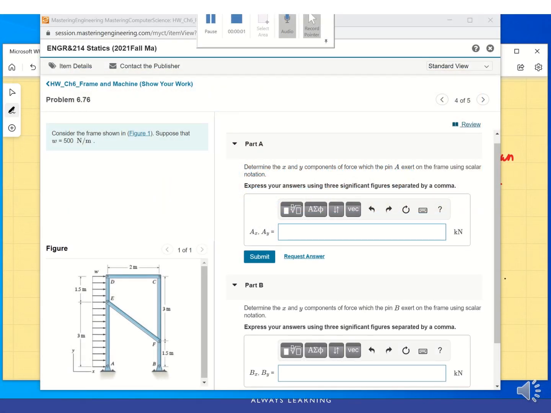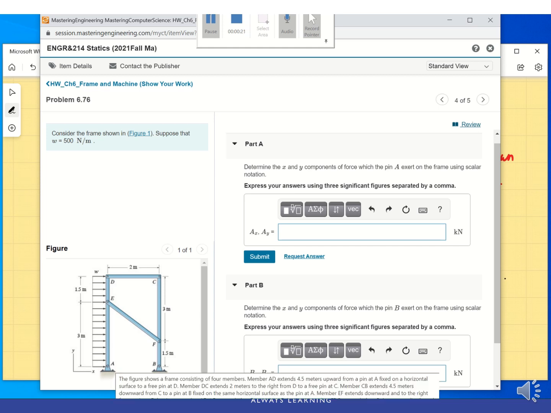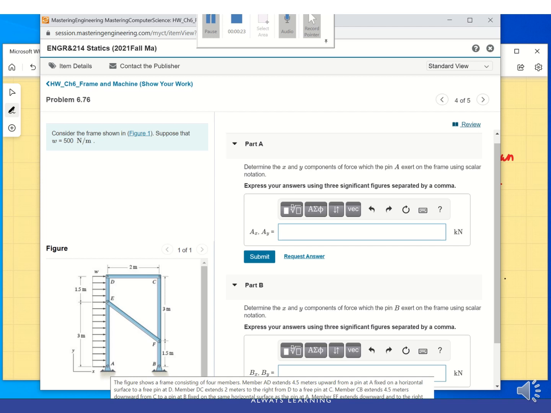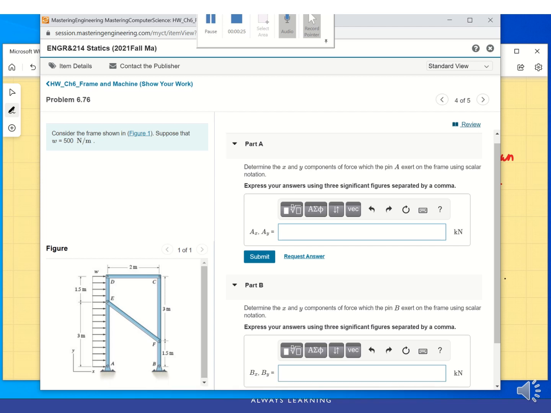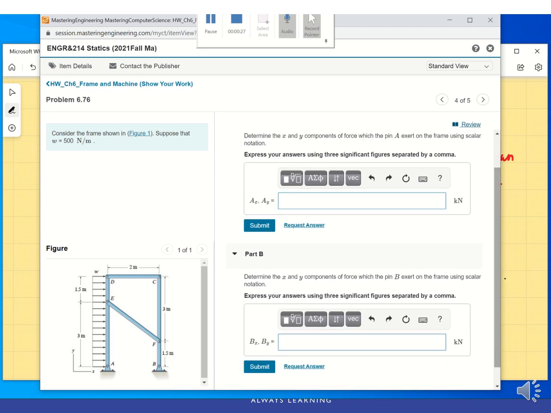Now this is problem 6.76. We know here is an applied or distributed load applied to this vertical member AED. And we are looking for the X and Y components of the force which the pin A exerts on the frame, AX and AY, and also we're looking for BX and BY.